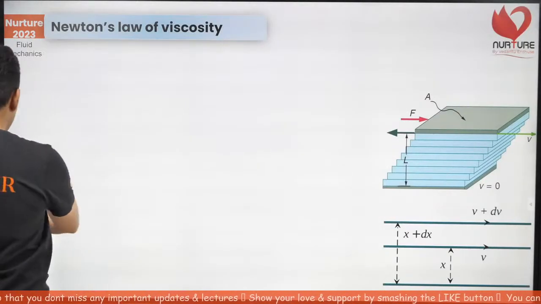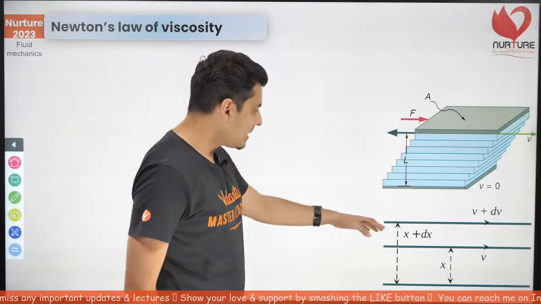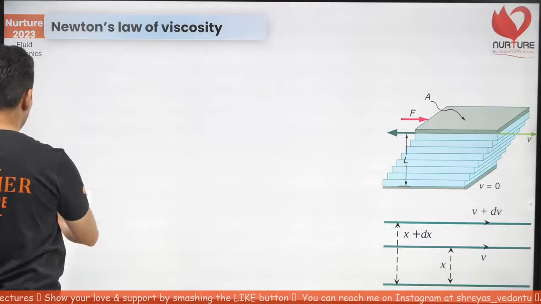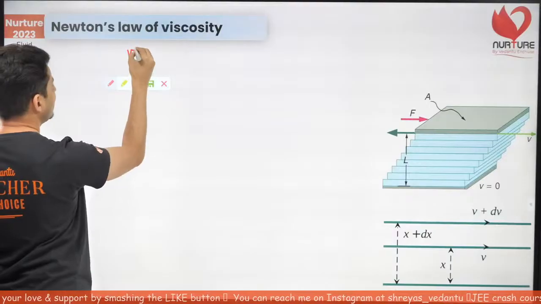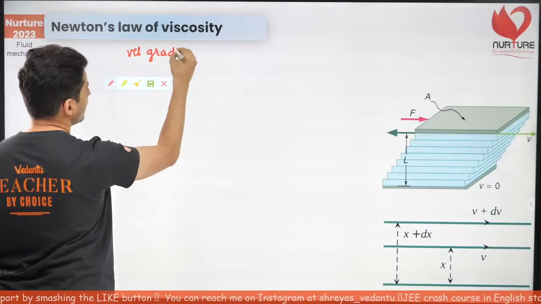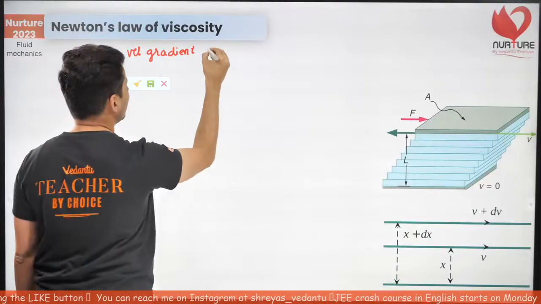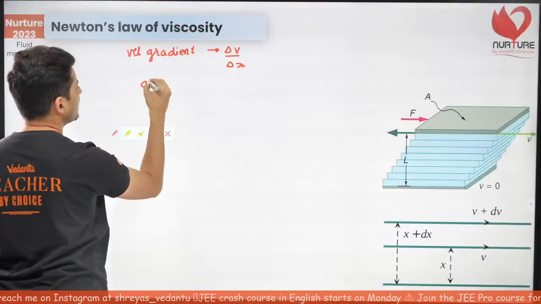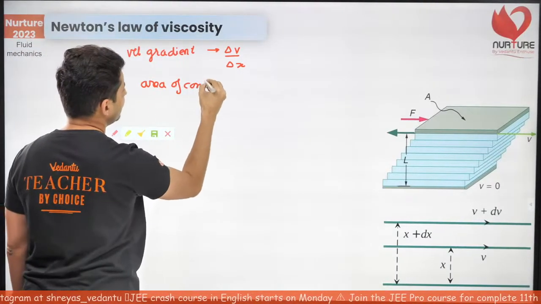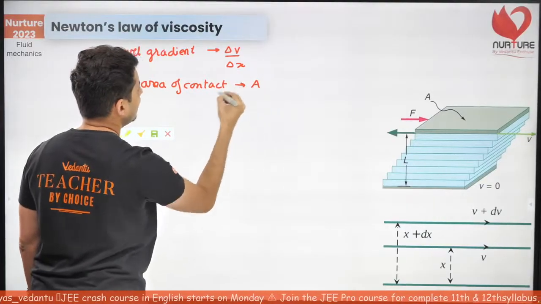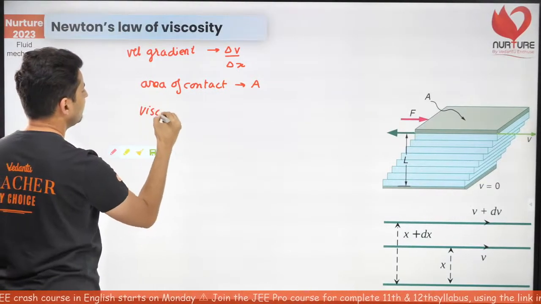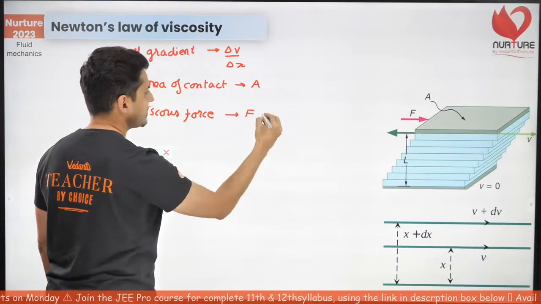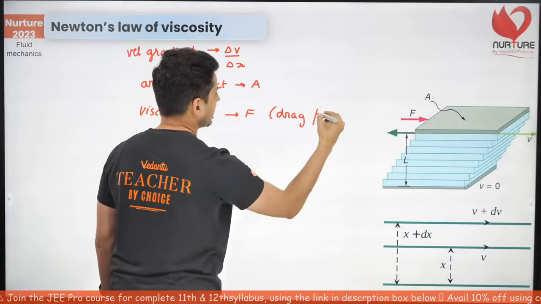Okay. And what do we have over here? One layer to the next layer, we have velocity gradient, fair enough. So what did Newton do? He found out velocity gradient for different fluids and for the same fluid for different velocity gradients. So that was delta V by delta X. He also saw what is the area of contact between the surfaces, which is basically A. He also found out what is the viscous force between the layers, which is F, also sometimes called the drag force.